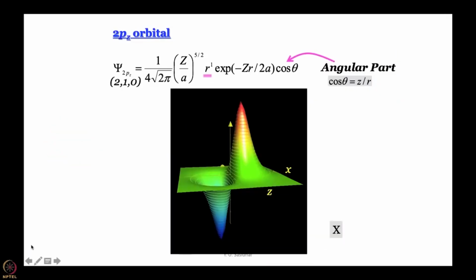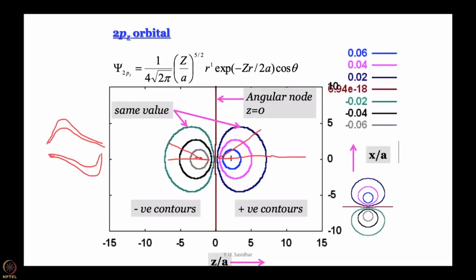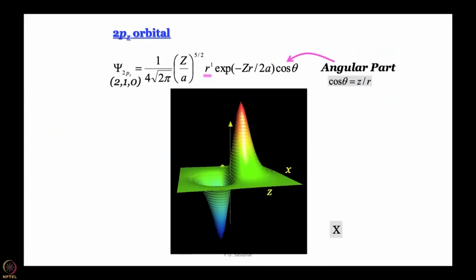So, I will just take you back and I will ask you to take a look at this 3D plot, vertical axis being psi and the contour, and I will request you to make sure that you have completely understood that this and this are one and the same. There are just two ways of drawing it.